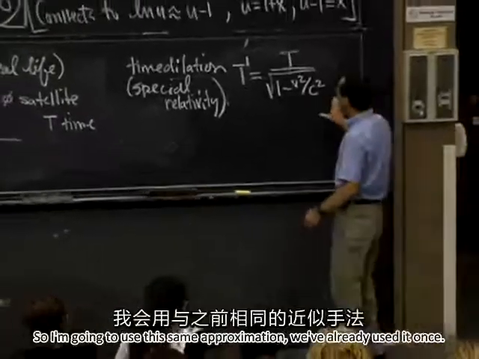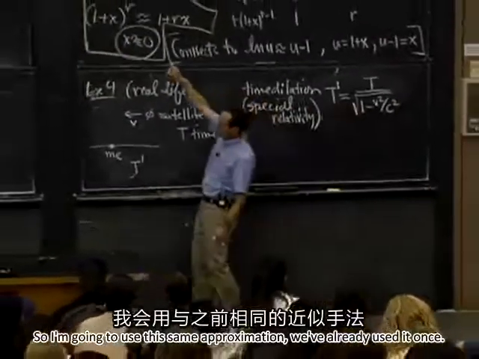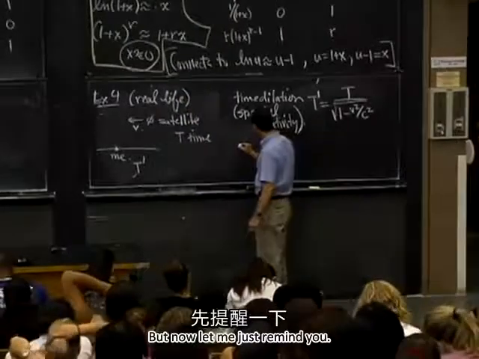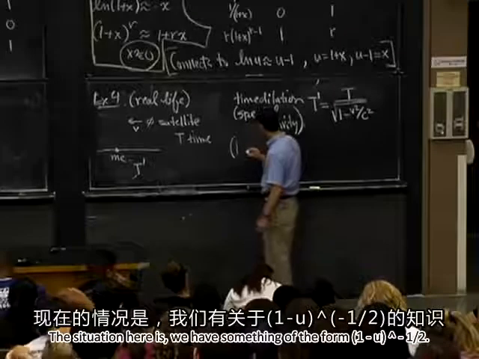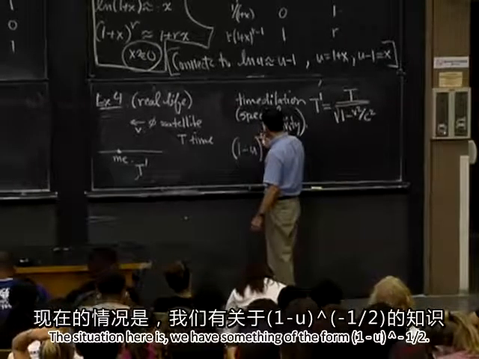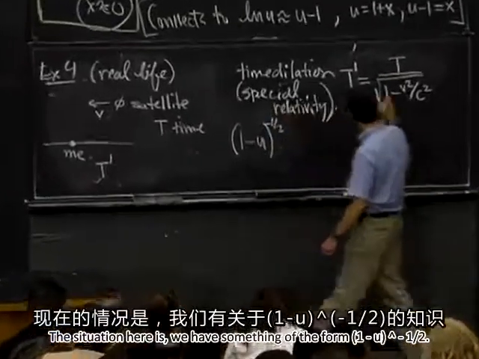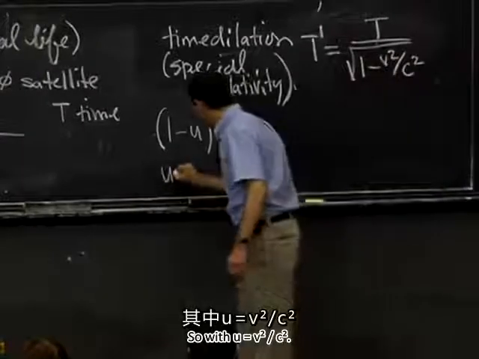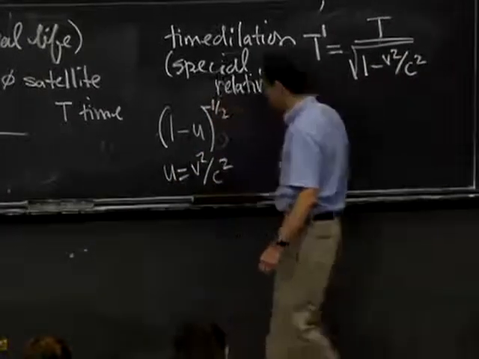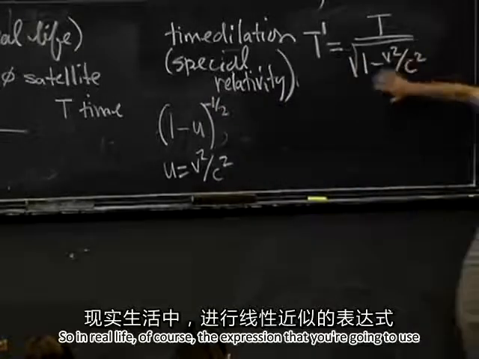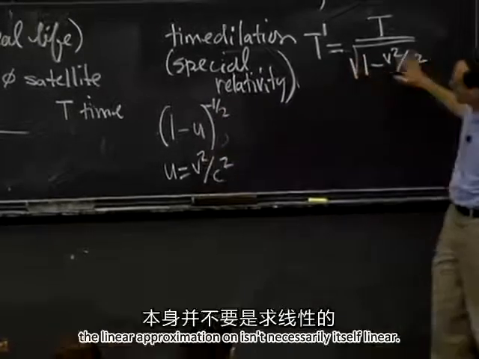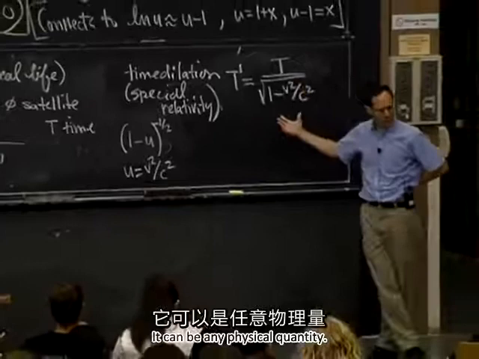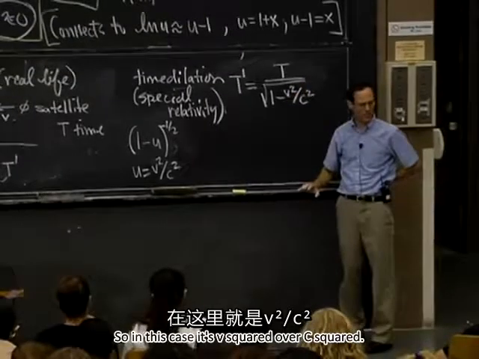All right? So I'm going to use this same approximation. We've already used it once. I'm going to write t, but now let me just remind you, the situation here is we have something of the form 1 minus u to the minus 1/2. All right? That's what's happening when I multiply through here. So with u equal to v squared over c squared. All right? So in real life, of course, the expression that you're going to use the linear approximation on isn't necessarily itself linear. It can be any physical quantity. So in this case, it's v squared over c squared.